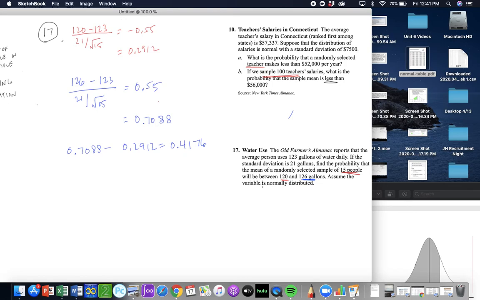So to put that into context, we're saying that if we took a random sample of 15 people and we found the mean within that group of 15 people, so what their averages were, the probability of them having between 120 and 126 gallons would be a 0.41 or 0.42 probability.